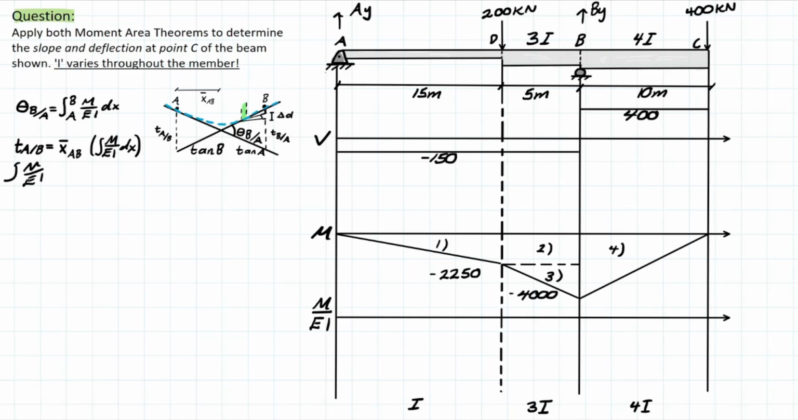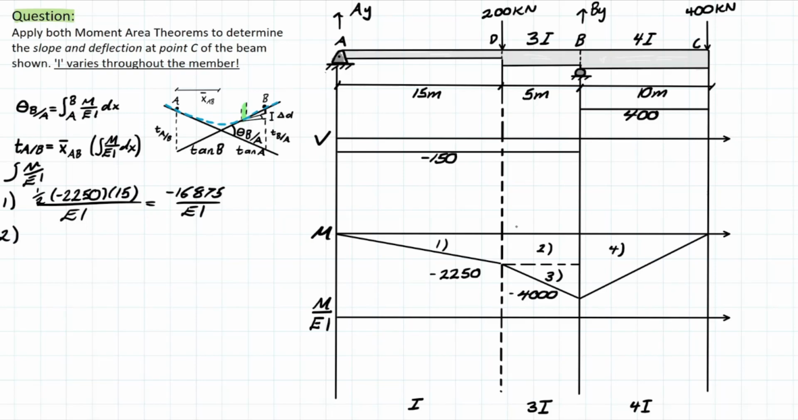Okay, so the first segment here is going to be representing this triangular bit for the uniform inertia value. Okay, and we know that this area will have to represent 1/2, and we have a length value times the total magnitude at the top of this triangle. So we have a negative 2,250, multiplying that times the length of 15 for that segment, and that's all over EI, which will leave us with 16,875 over EI, and that's going to be negative.